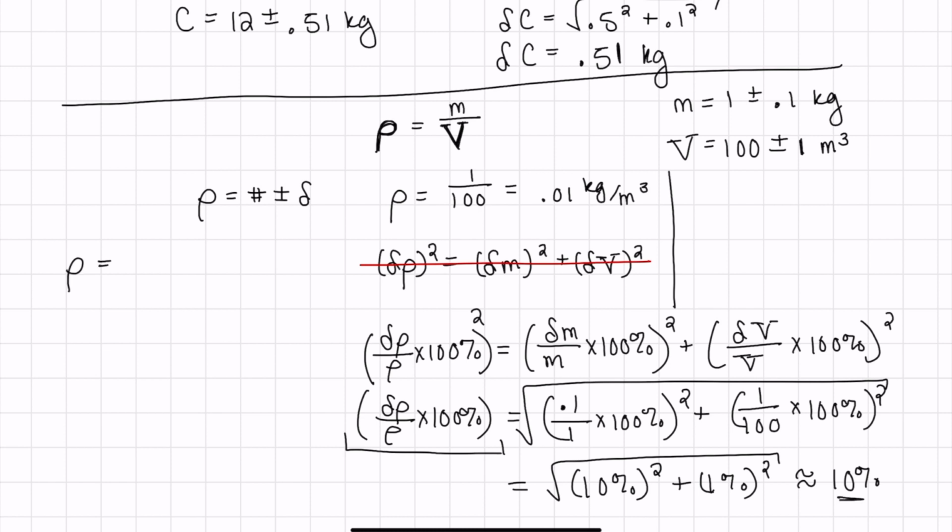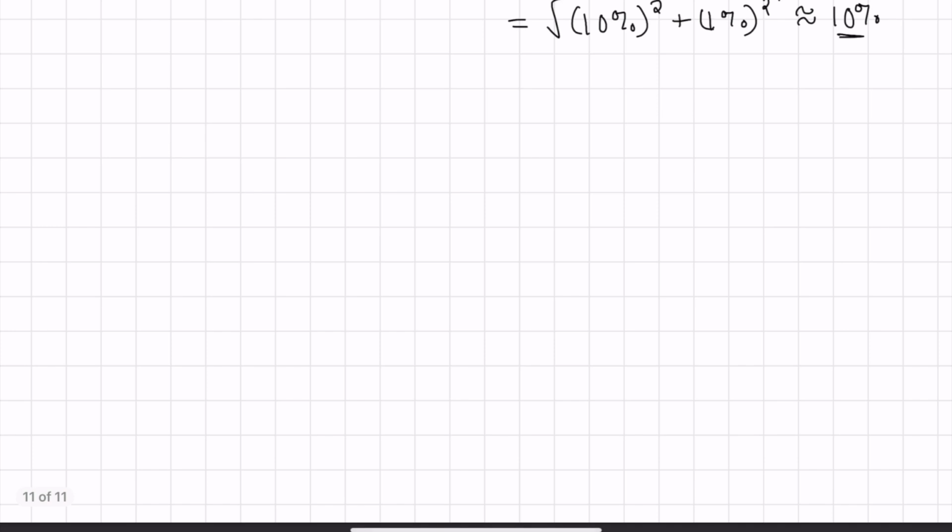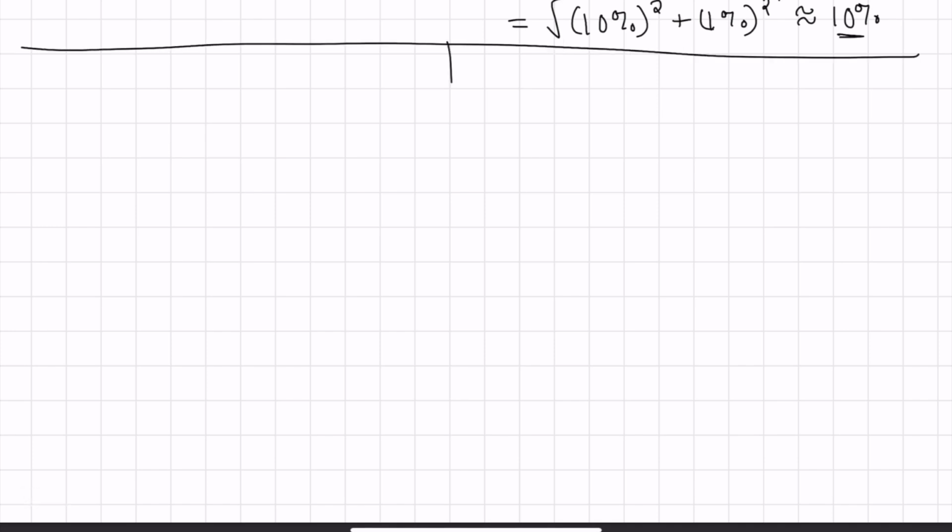So then we can go ahead and write our rho as 0.01 kilograms per meter cubed plus or minus 10%. Now let's look at what happens if we have combinations, more than one operation. We don't just have all multiplication or all division, but some combination of addition, subtraction, multiplication, and division.